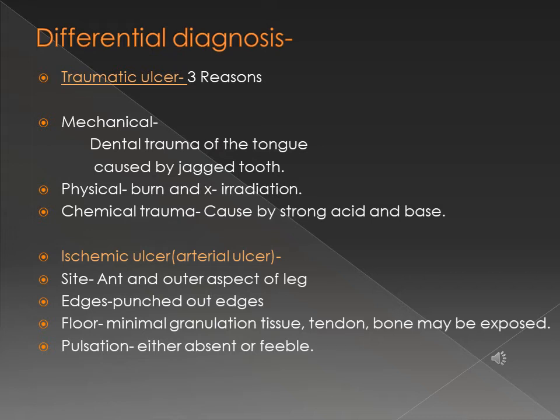Then the ischemic ulcer or arterial ulcer. The cause is poor peripheral circulation or peripheral arterial disease, for example atherosclerosis. It complains of pain and intermittent claudication. Site is mostly anterior and outer aspect of leg or dorsum of foot, parts which are exposed to trauma. Then edges of the ulcer are punch out edges. Floor has minimal granulation tissue, tendon and bone may be exposed, and the pulsation is either absent or feeble. Mostly it shows a relation with the dorsalis pedis artery.